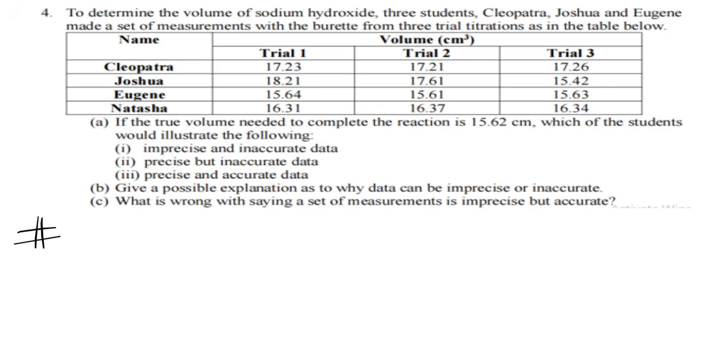So if the true volume needed to complete the reaction is 15.62 centimeters cubed, which of the students would illustrate the following? Imprecise, inaccurate, precise but inaccurate data, precise and accurate data. Give a possible explanation as to why data can be imprecise or inaccurate. What is wrong with saying a set of measurements is imprecise but accurate?